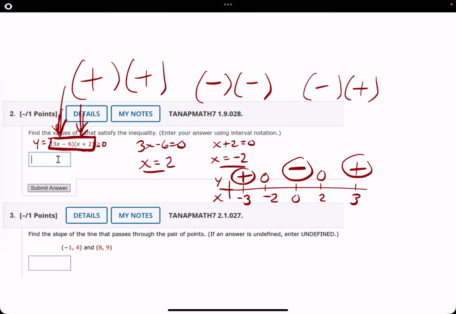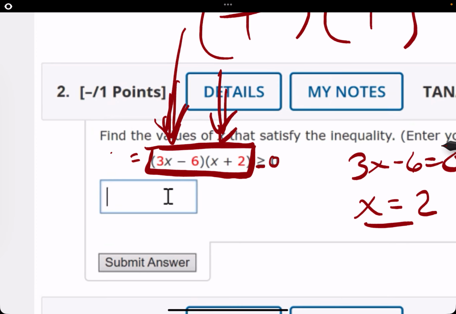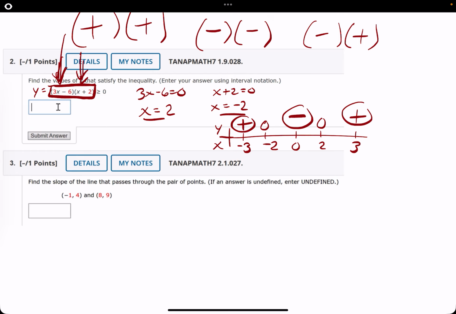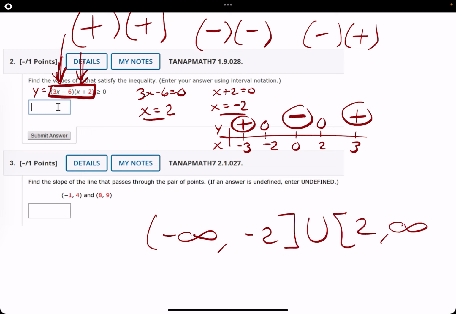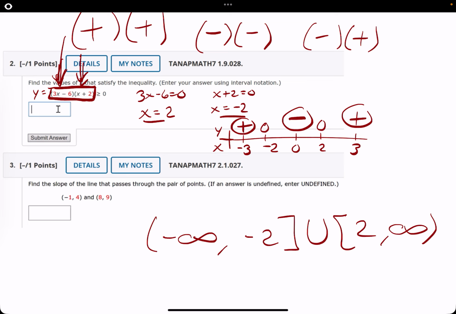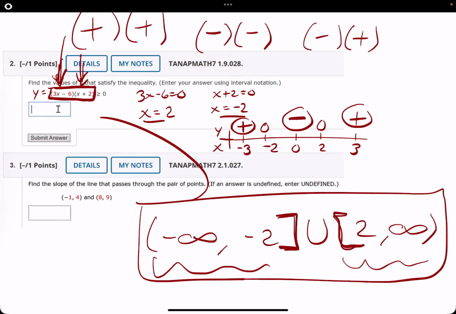We wanted to know, where is this expression, or where's y greater than or equal to 0? And so it's greater than 0 wherever the y value is positive. And it's equal to 0 at negative 2 and 2. So negative infinity to negative 2, bracket, union, bracket, 2 to infinity. Why do we have brackets? We have brackets at negative 2 and 2 because those are the x values that make the whole expression equal to 0. And we want to know not just where is it greater than 0, but also equal to 0. And it's greater than 0, all the values in between negative infinity and negative 2 and 2 to infinity. So this is our solution to that up there.